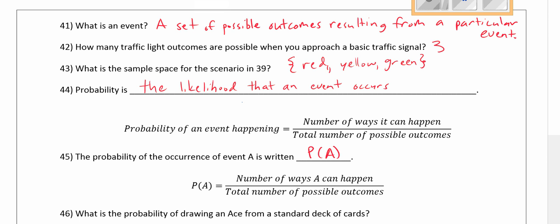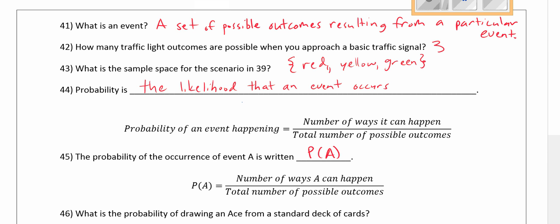Think about pulling up to a traffic light. How many different outcomes are possible? So we're not talking about one that has like the blinking yellow or a green arrow. We're talking about a basic traffic light. You only have 3 choices there. And what are those 3 choices? Well, red, yellow, and green. So that's your sample space.